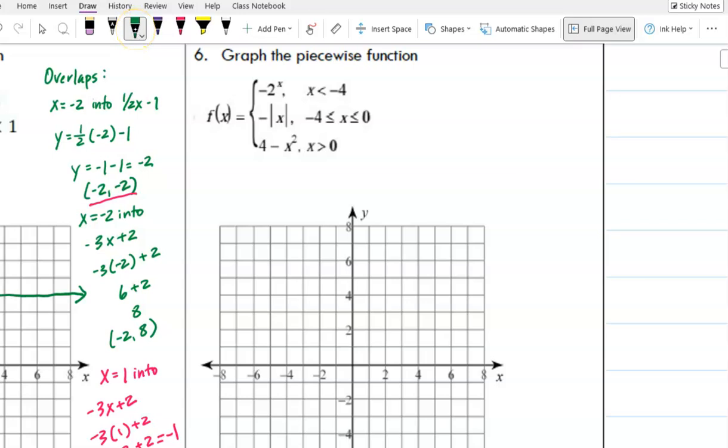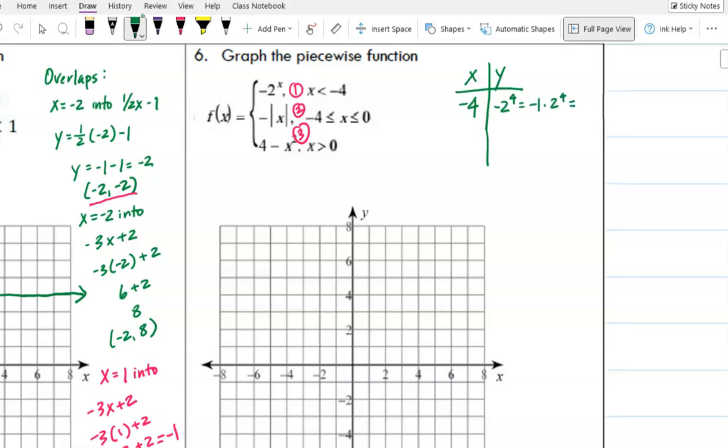This one has a mixture of interesting functions here. So I'm going to take a look at my overlap, so I can make a table here. Let's go ahead and number these functions 1, 2, and 3. And I'm going to first put it into my exponential function, negative 2 raised to the fourth power. Notice that it doesn't have a parenthesis around the negative 2, so I just have to leave it like that. So that actually means negative 1 times 2 to the fourth.